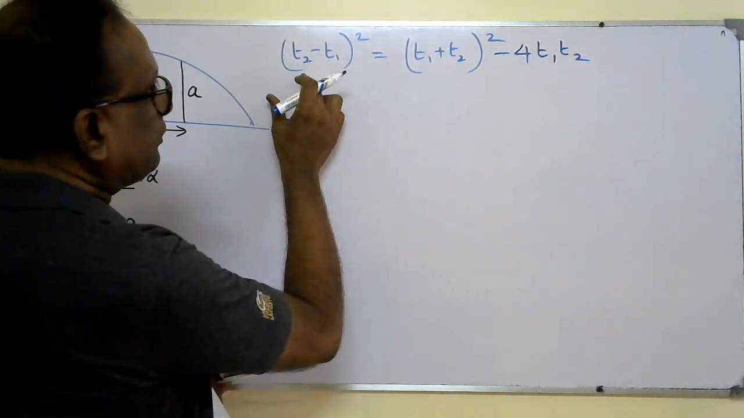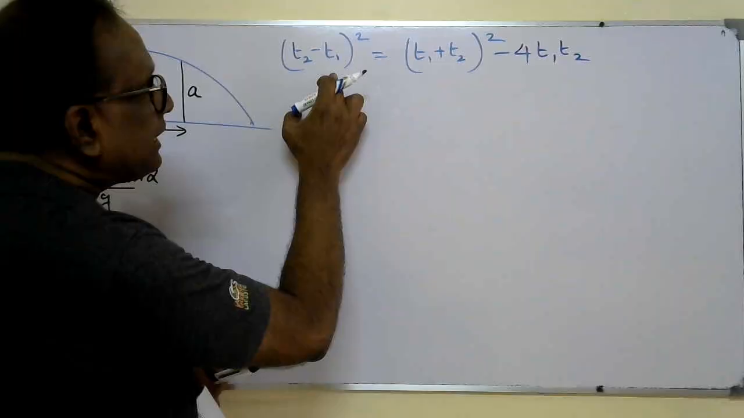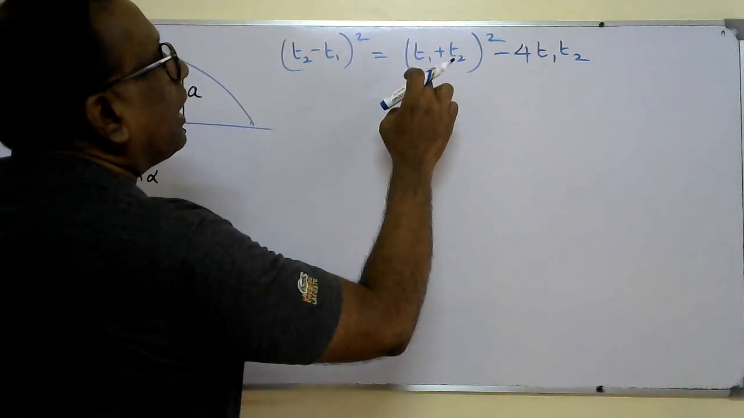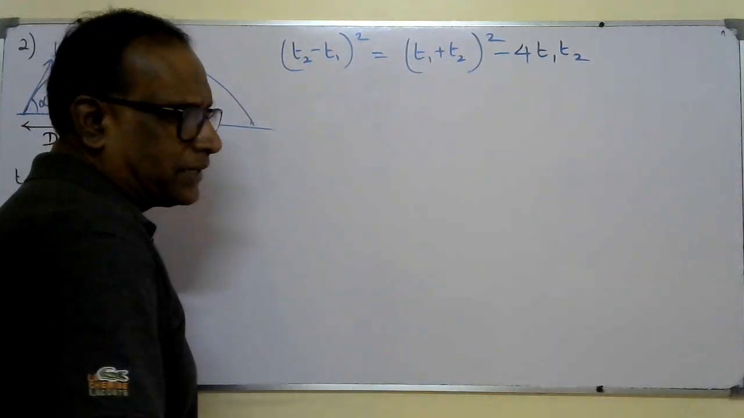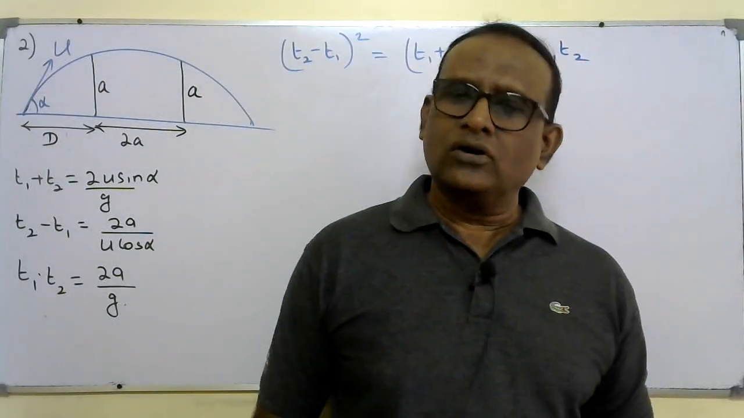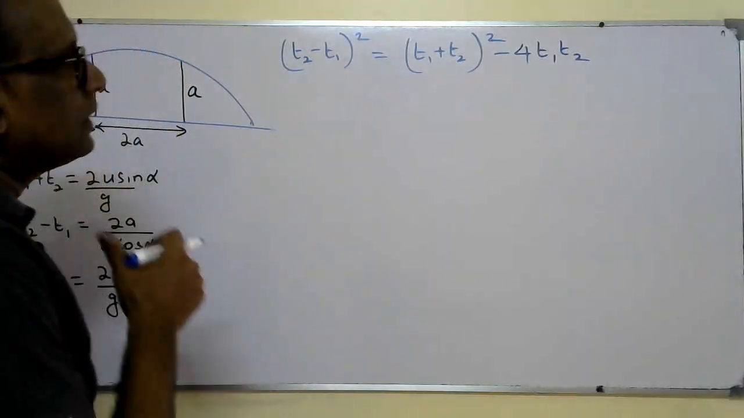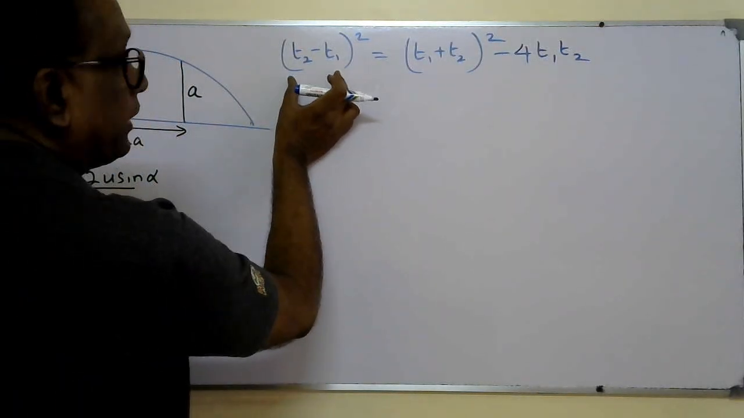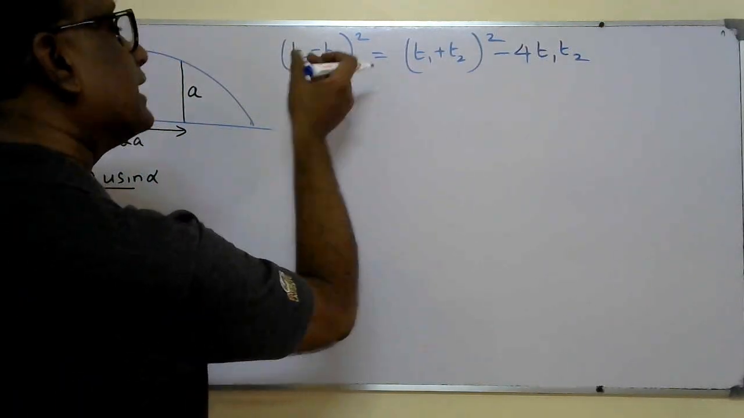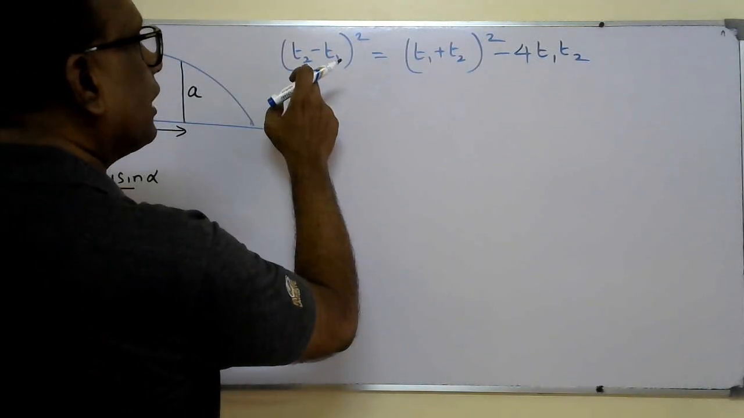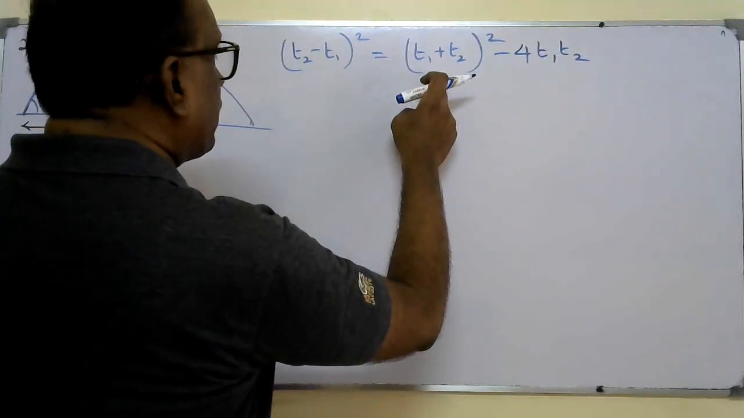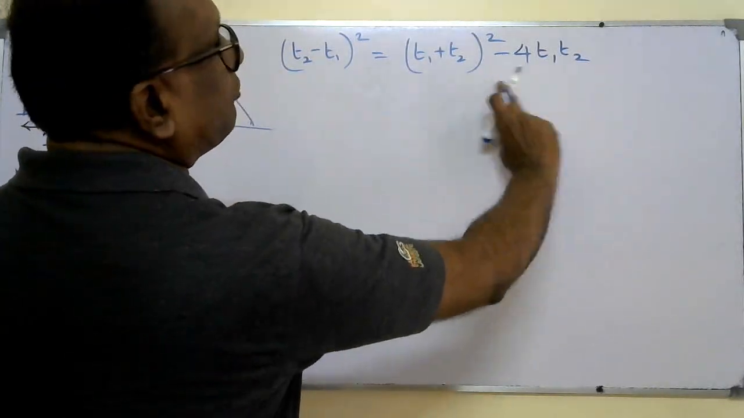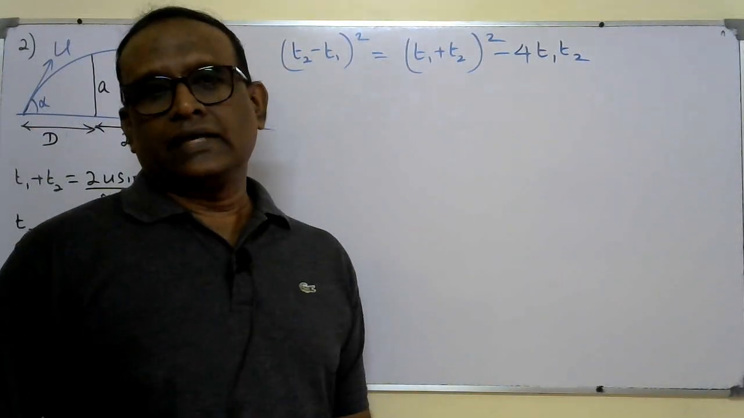If you want, you can write it the other way also: (t2 plus t1) all squared equals (t2 minus t1) all squared plus 4 t1 t2. You will get the same answer, nothing will go wrong. So you don't ask me why I started with t2 minus t1, not t2 plus t1. Yes, you can do that, but then you will get (t2 minus t1) all squared plus 4 t1 t2. Nothing will go wrong, right?